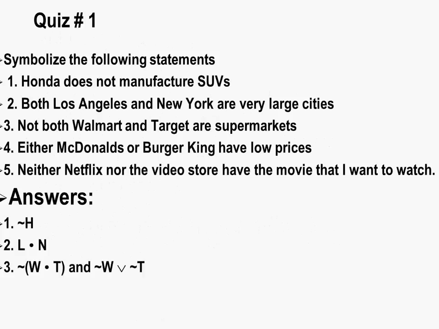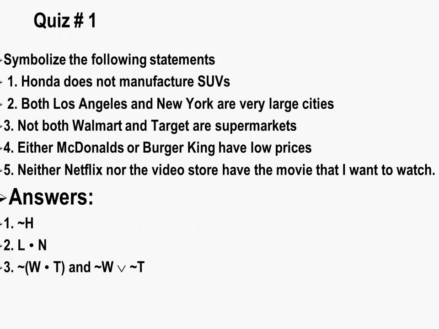This can be done in either one of these 2 ways. We could have the tilde outside of the parentheses, W dot T, because what that would mean is that the negation is applied to that specific conjunction, right? So inside the parentheses we have the conjunction Walmart is a supermarket and Target is a supermarket, right? That's what that conjunction would mean inside the parentheses. And what's going on here is that the whole thing is being negated, right? And so that's why we would have the tilde outside. That's why that would be correct.